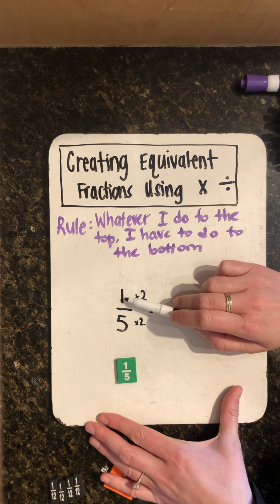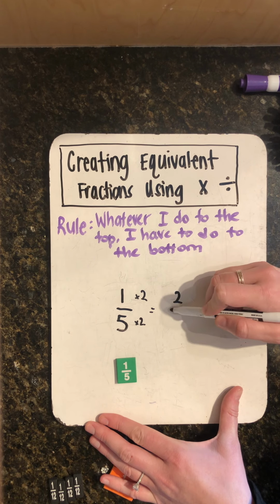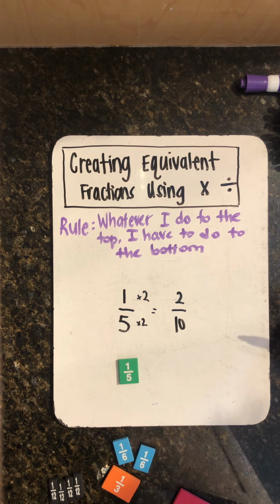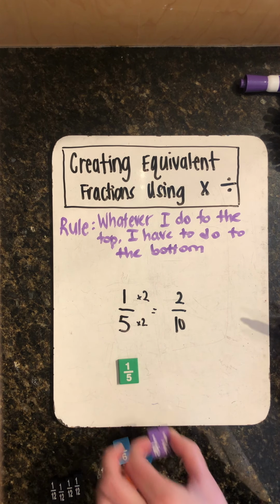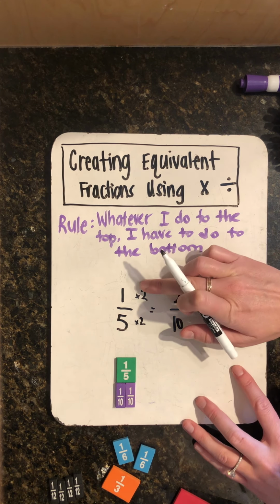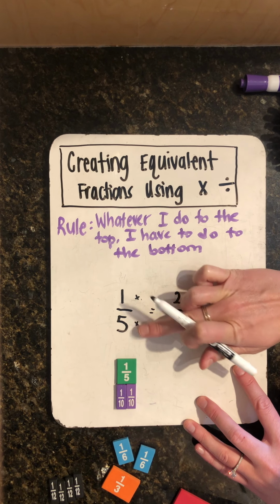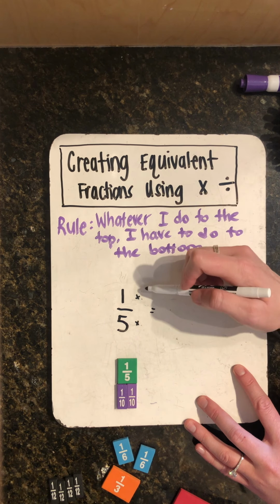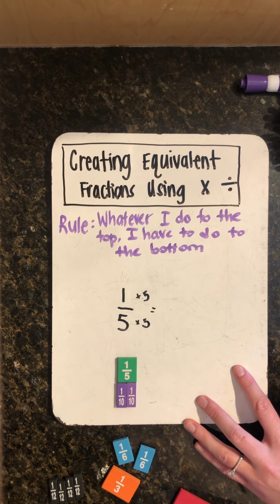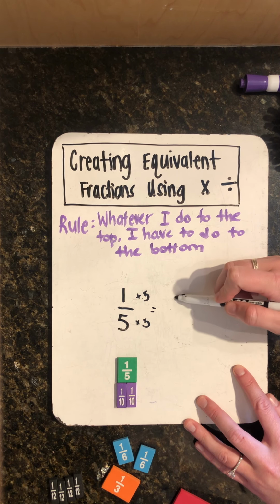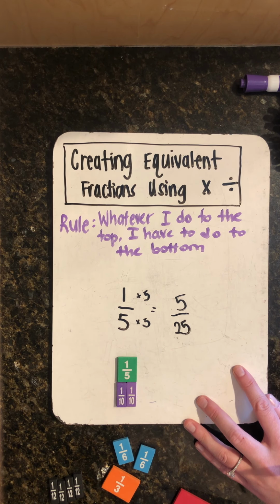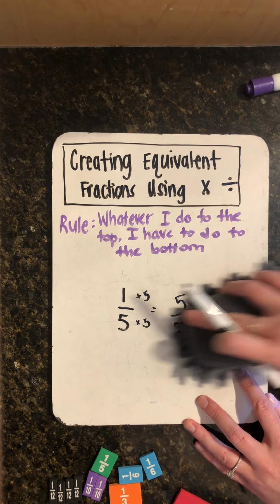So let's take a look. 1 times 2 equals 2, and 5 times 2 equals 10. All right, and again, I have tenths, so I can double check my work. And it worked. All right, now if I wanted to, I could multiply by a different number. Hey, I could even do by 5. As long as I'm doing the same thing to the top and the bottom, it doesn't matter. So 1 times 5 is 5. 5 times 5 is 25. Okay? All right, let's try another one where we can use division.